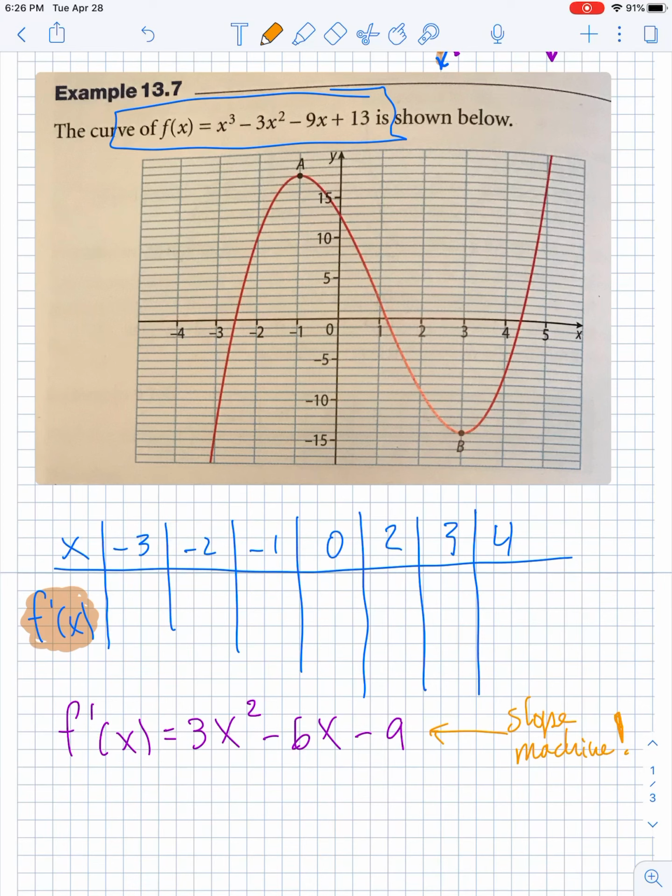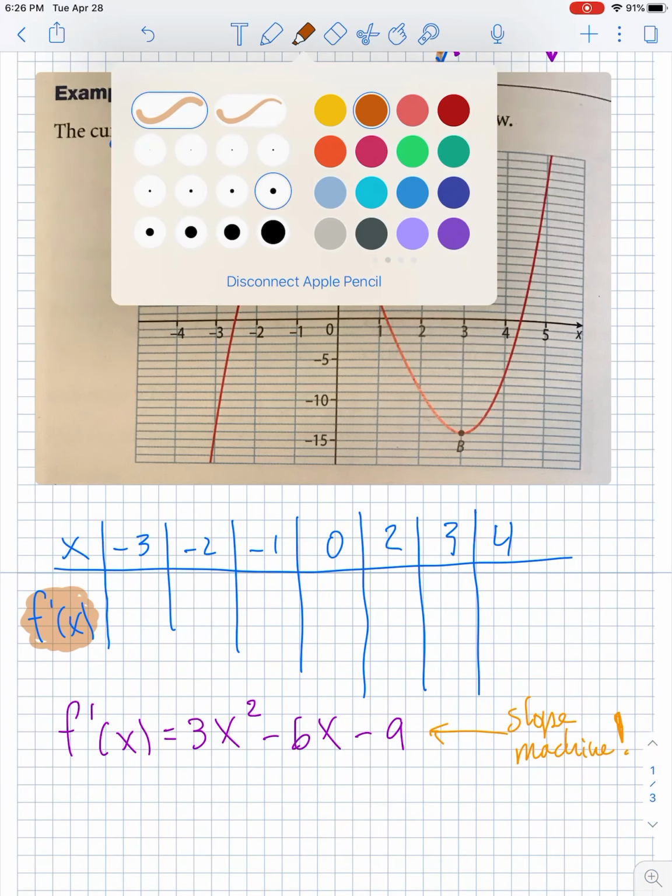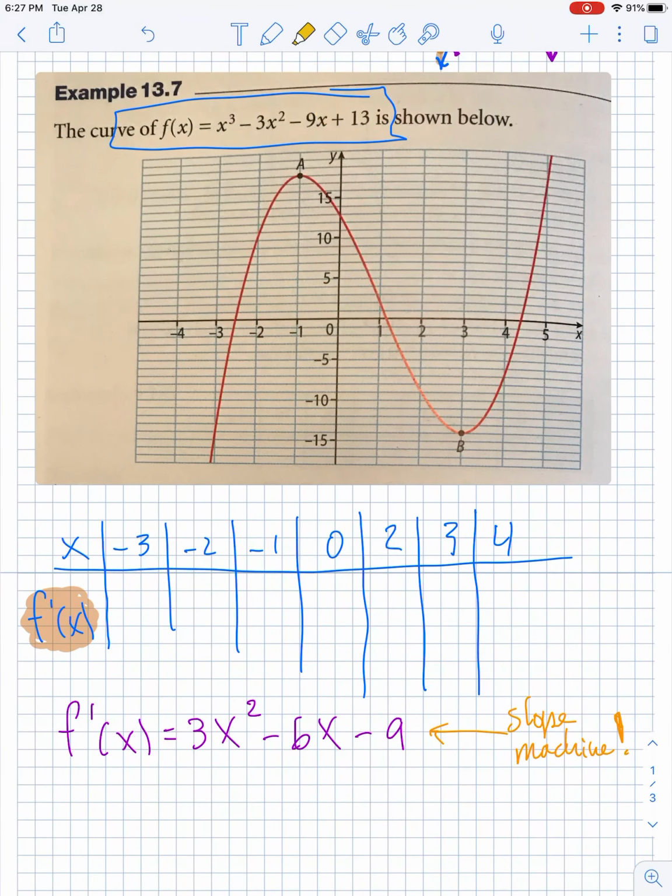If you feed a number into that, it's going to tell you the slope of a tangent at that point on the curve. So to fill out this table, we first, I don't like this brown color. Let's go more orangey, and I want it a little thicker. Let's feed a -3 into the derivative.